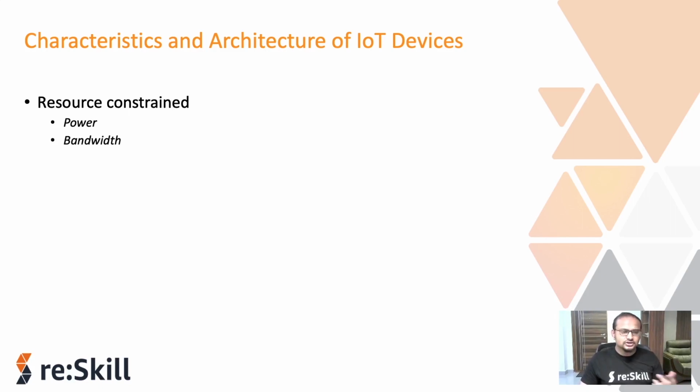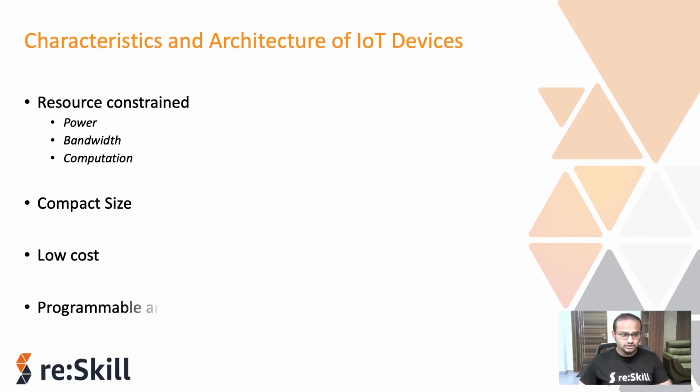And also we need to make sure that it consumes less bandwidth, because the more data it sends to the gateway or the cloud, the more power gets consumed. So we will have this constraint of bandwidth as well. Computation, again: since we have limited power and we want the device to be very small, obviously there will be limitations in terms of computation. So we will be able to process less data. Obviously it has to be compact in size and low cost.